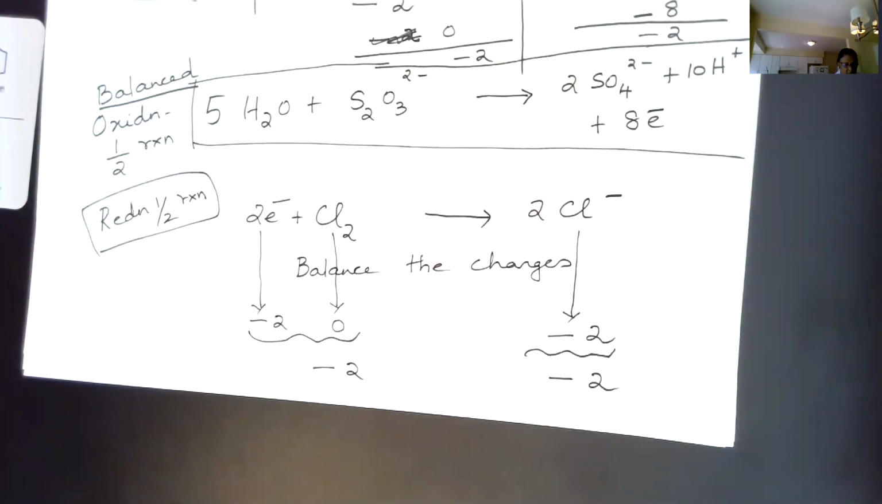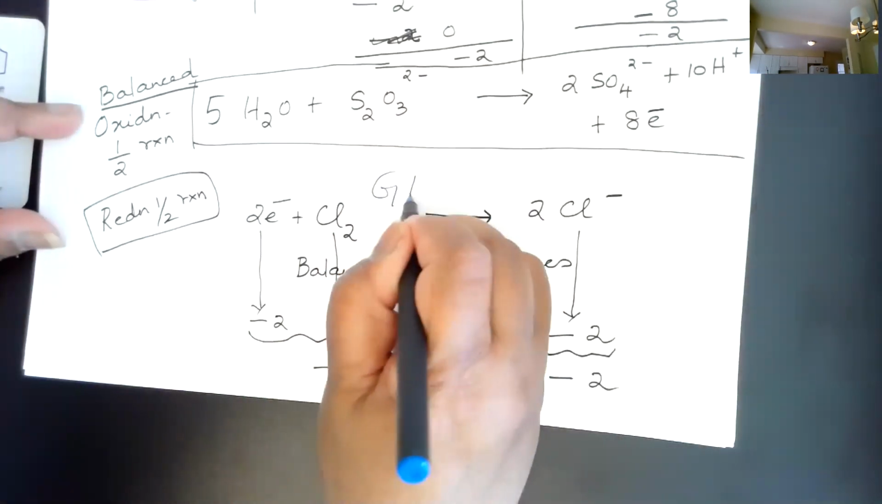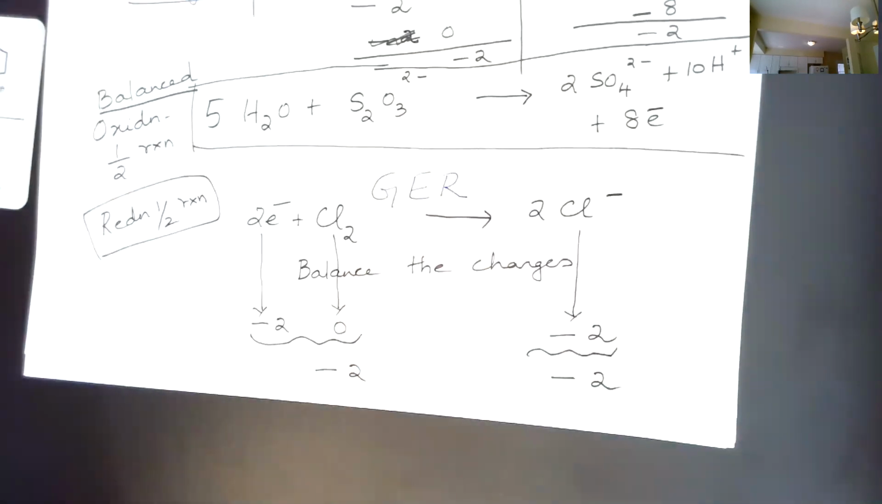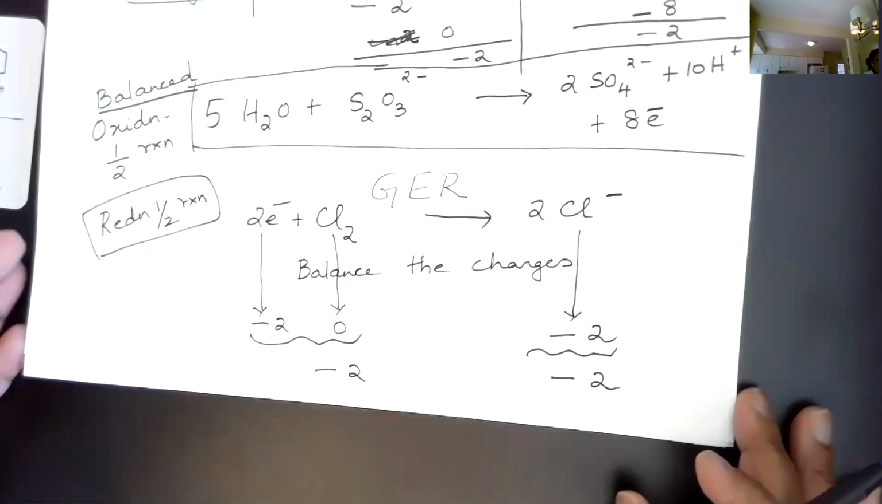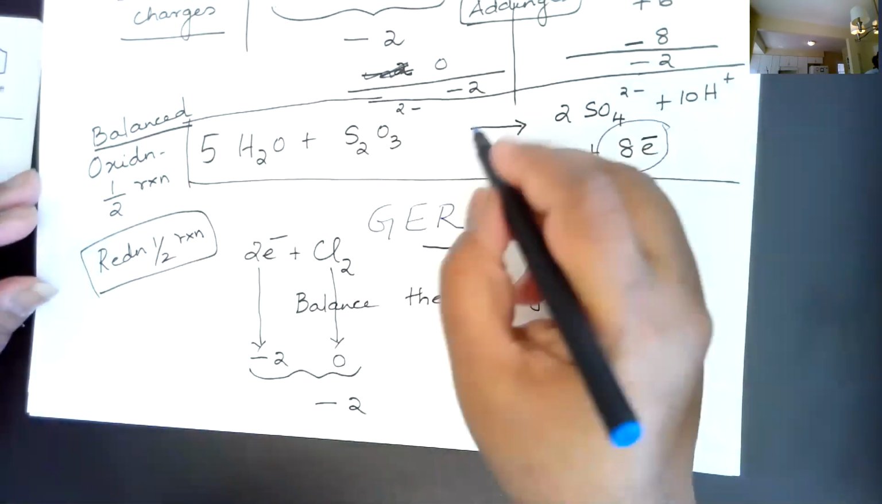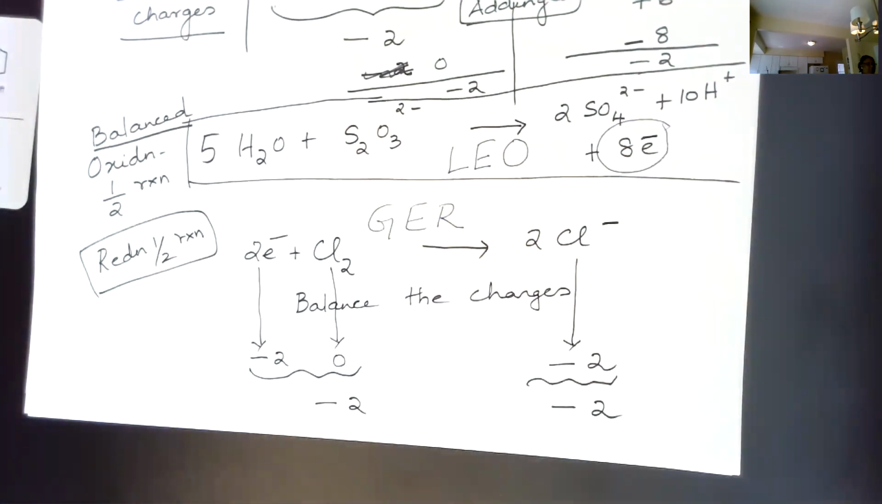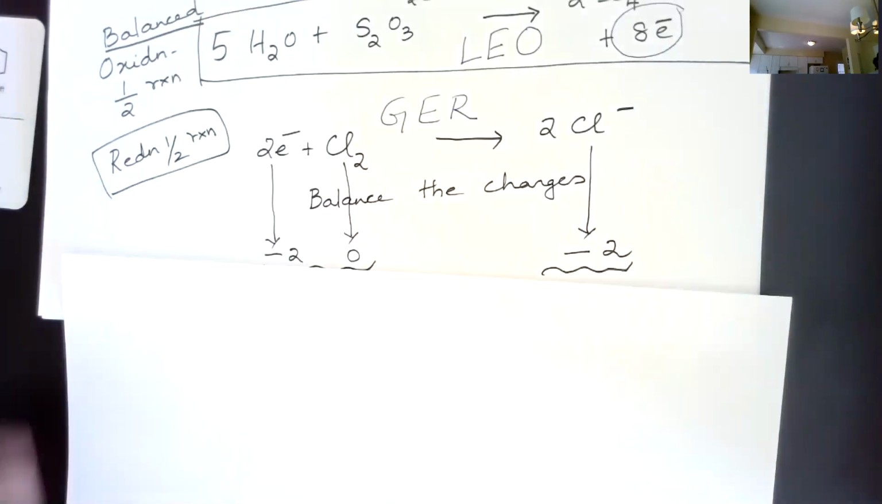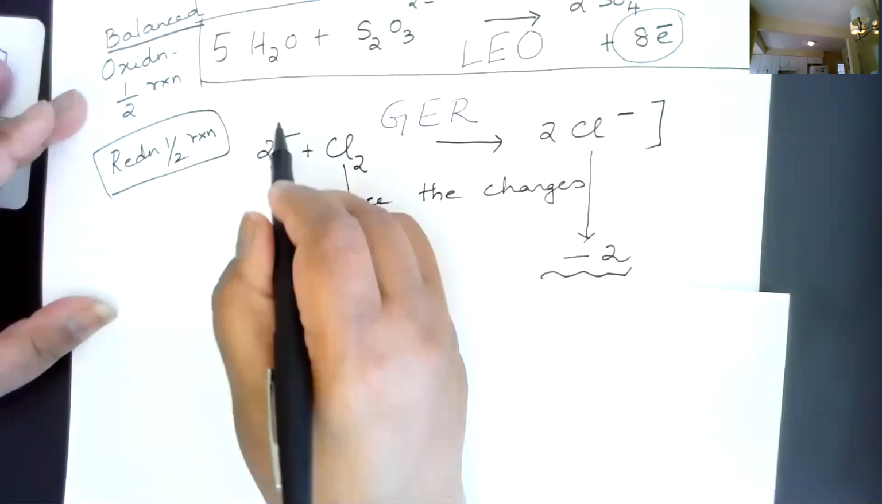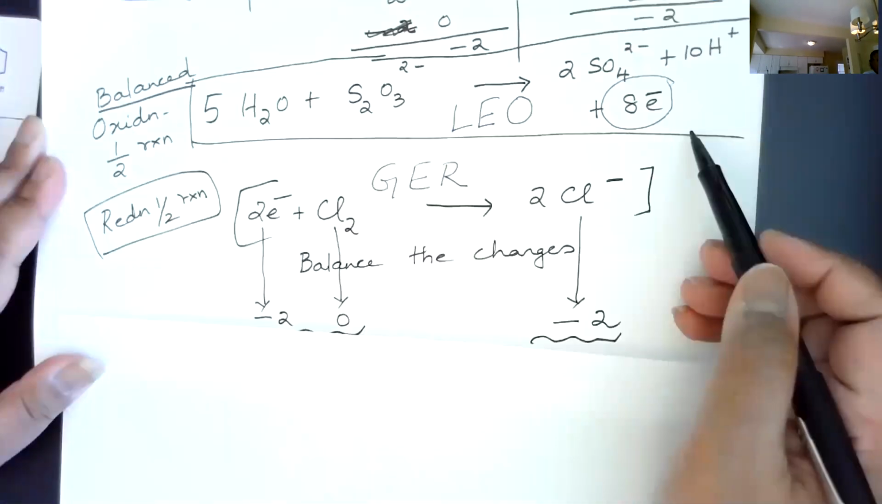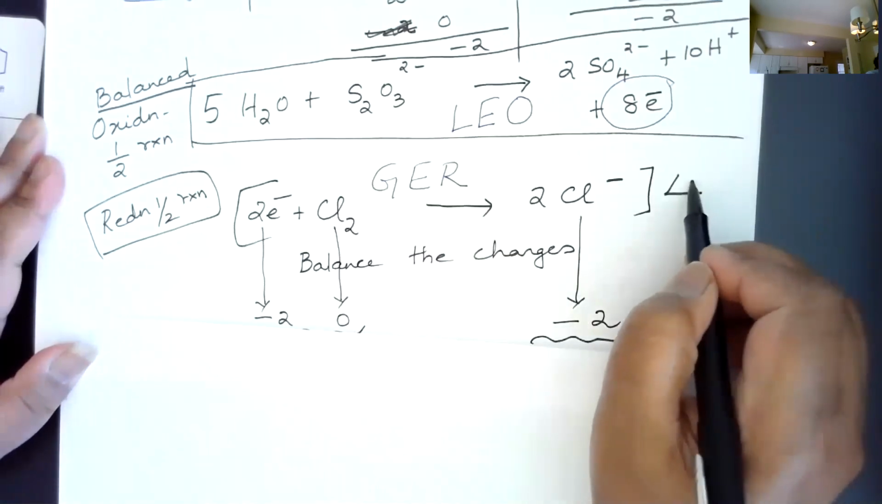And it also proves a point. What is that? Reduction is gain of electrons. Oxidation, you see, electrons are lost. So loss of electrons is oxidation. Now, to write the overall, what must you do? You have to balance the electrons on both sides. Yes, very good. So that's 8 electrons. So you have to multiply this whole thing by 4.